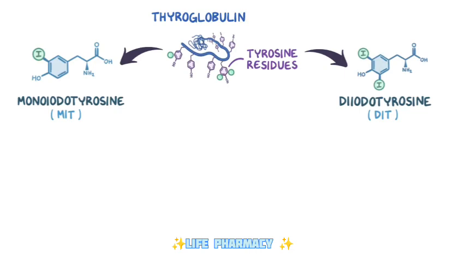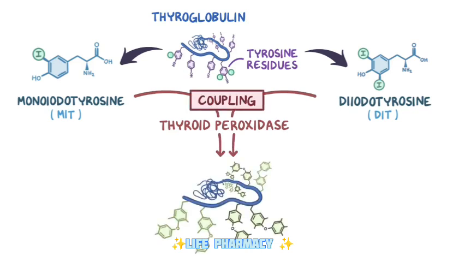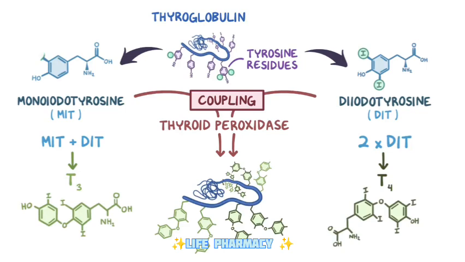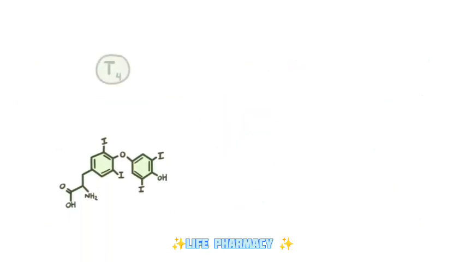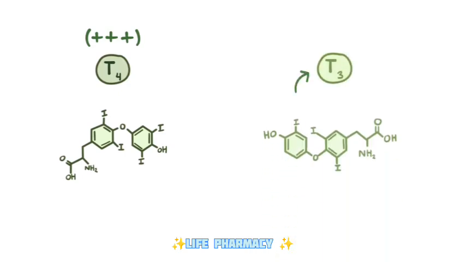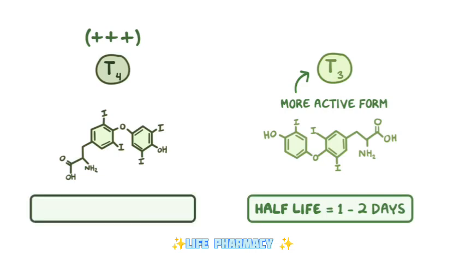These molecules are then coupled together by the same enzyme, thyroid peroxidase. This process is known as coupling. Coupling one MIT and one DIT creates T3, while linking two DIT molecules creates T4. In general, T4 is created in greater amounts than T3. T3 is the more active form with a half-life of 1 to 2 days, while T4 is the less active form with a longer half-life of 6 to 8 days.